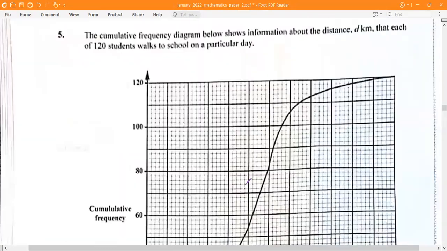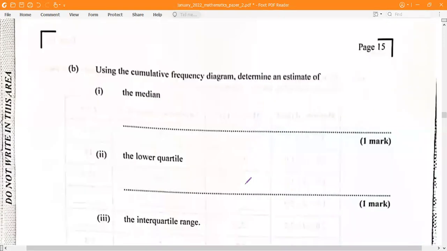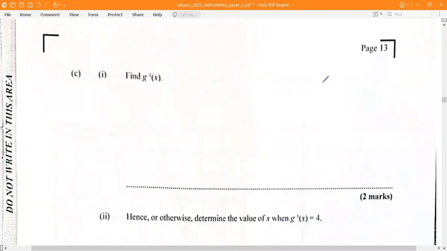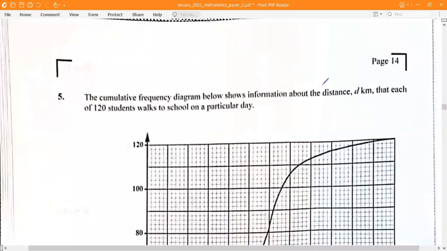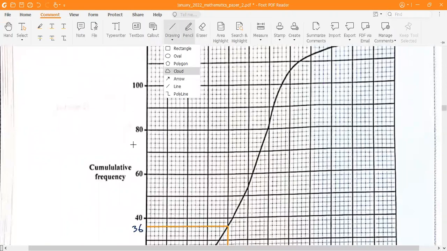Okay, let us get the median. The median is called Q2, the second quartile, which occurs at 50% of the cumulative frequency. 50% of 120 is 1/2 of 120, which is 60. So we are going to read off this information from our graph again.